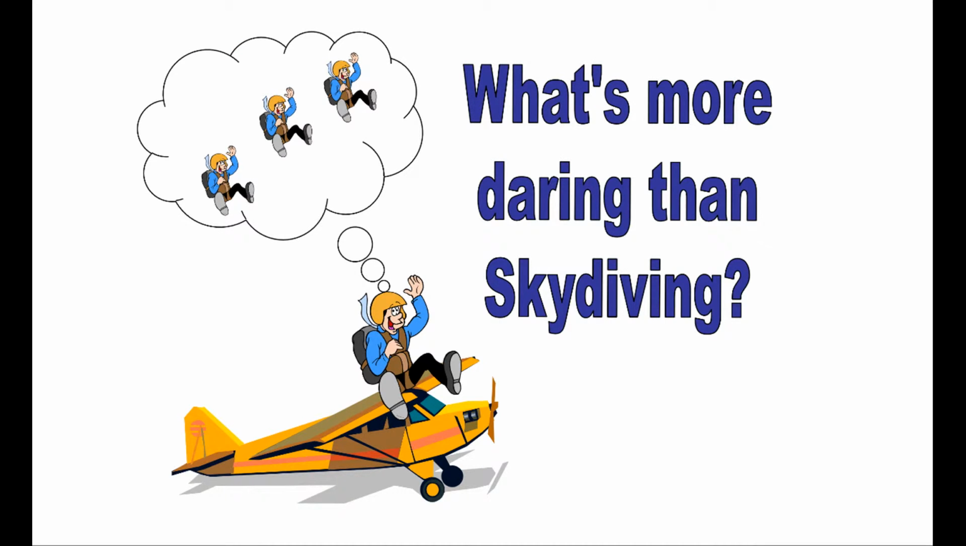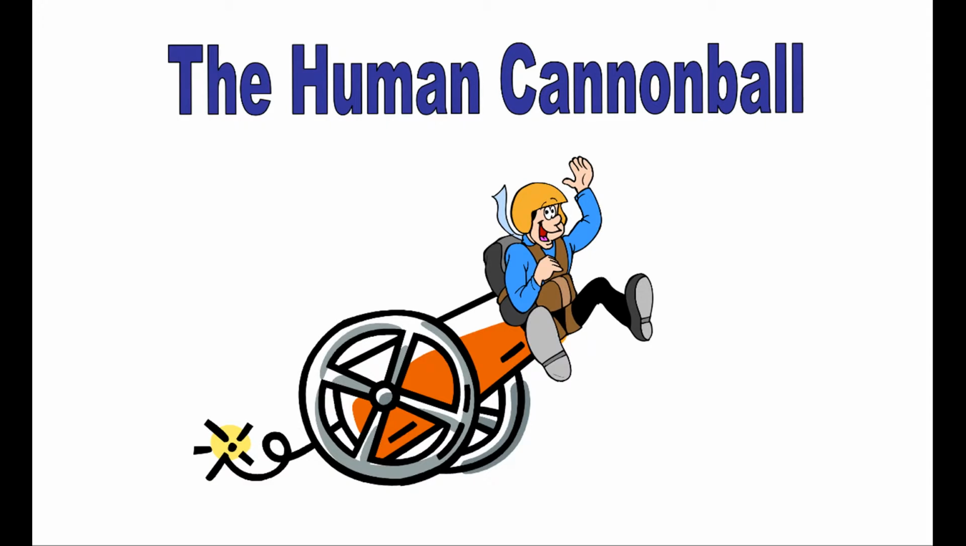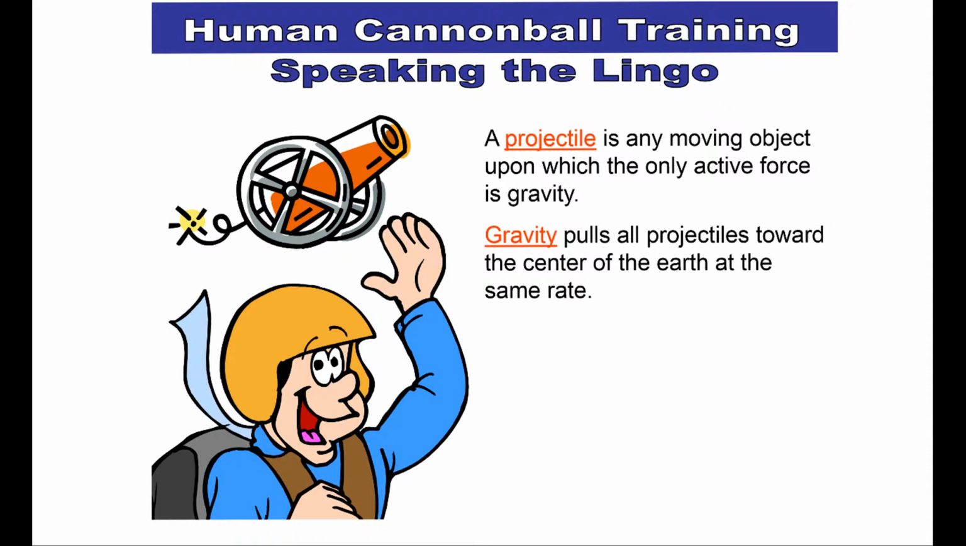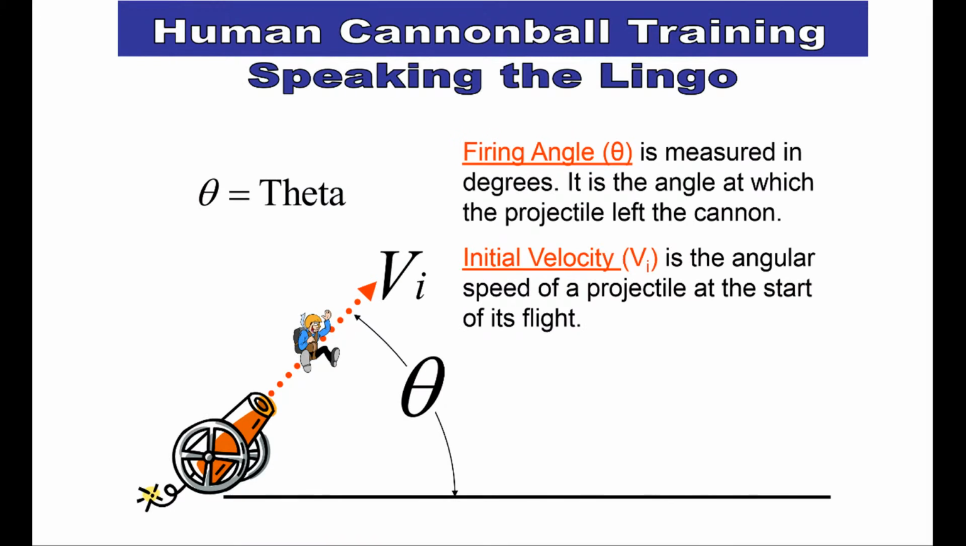So what's more daring than skydiving? Cannonball. So a projectile is any moving object that's only under the force of gravity. So if we threw someone off the roof, they'd be a projectile. And gravity pulls all objects down toward the center of the Earth at the same rate. That's either 9.8 meters per second squared or negative 32 feet per second squared. Some things here. The firing angle is going to be represented by theta, and the initial velocity is going to be v sub i. Make sense, everybody?